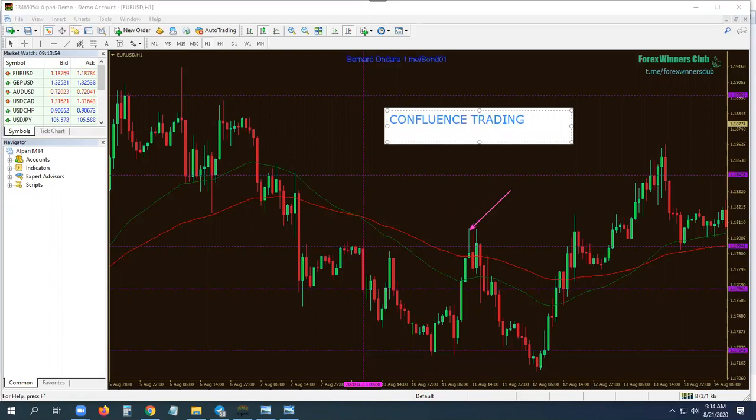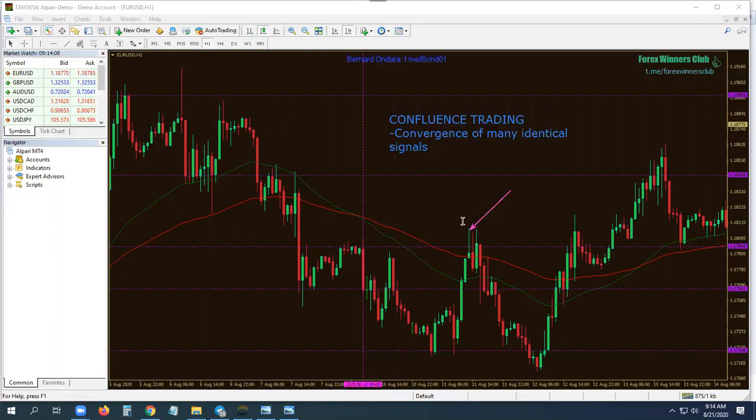This one we say convergence of many identical signals, where many things are saying the same thing. Now, here, number one, let me explain to you the reasons why that's powerful. Okay, we see this candlestick pattern at resistance. Then we try to see, were we having any trend line before? And sure enough, when you check on the chart, you spot there was a trend line. There was a trend line here. If you follow this touch, this touch, this touch, that's a trend line.